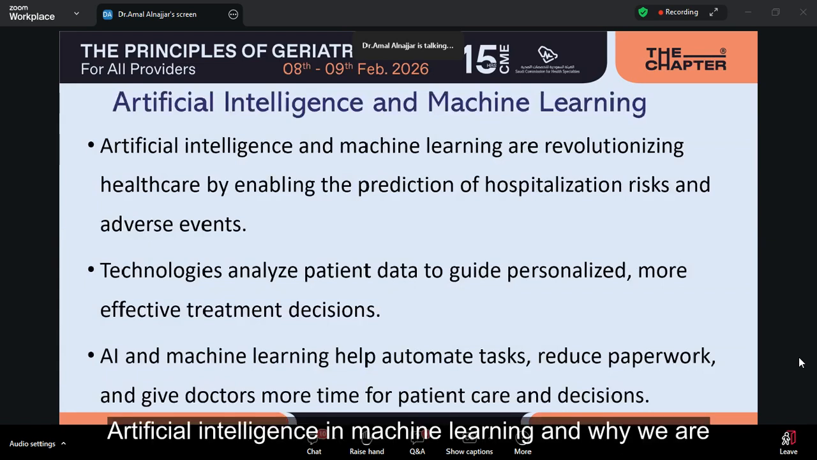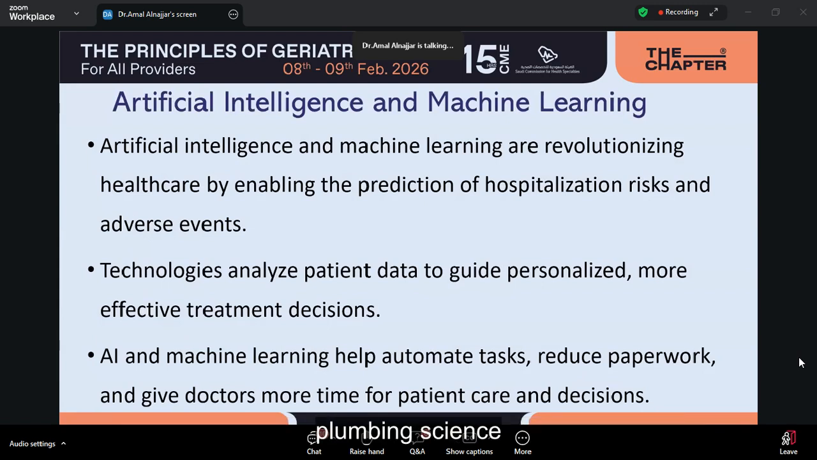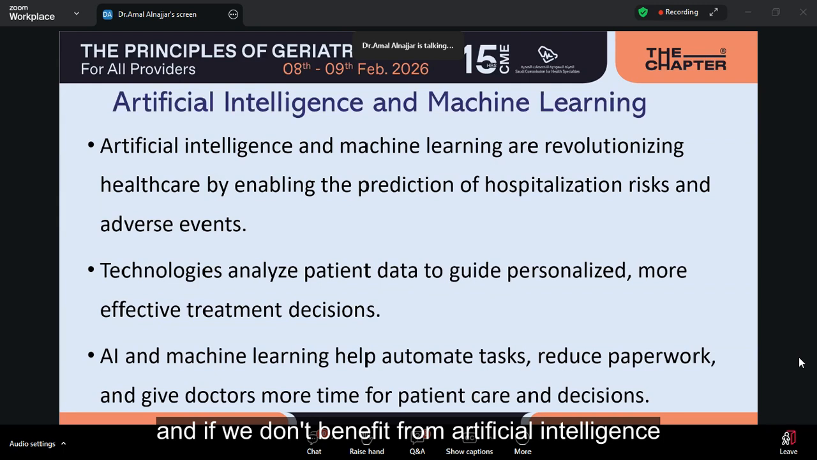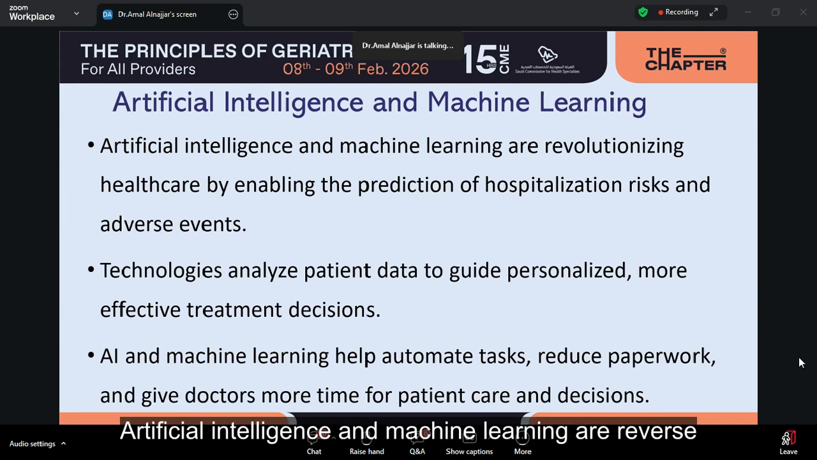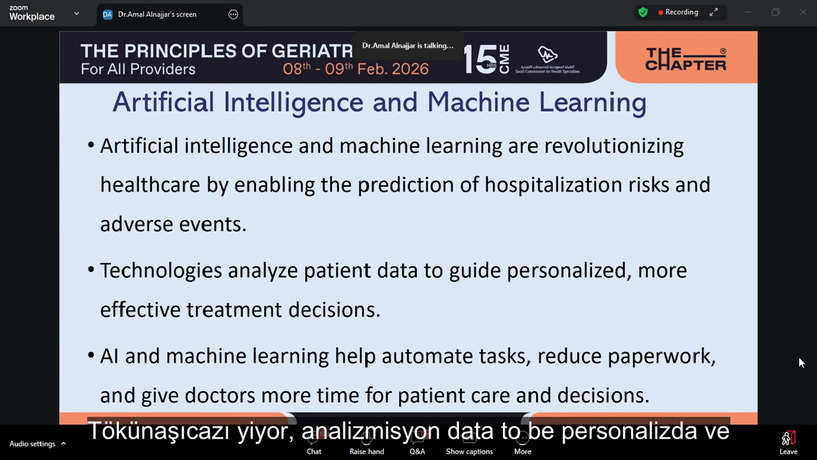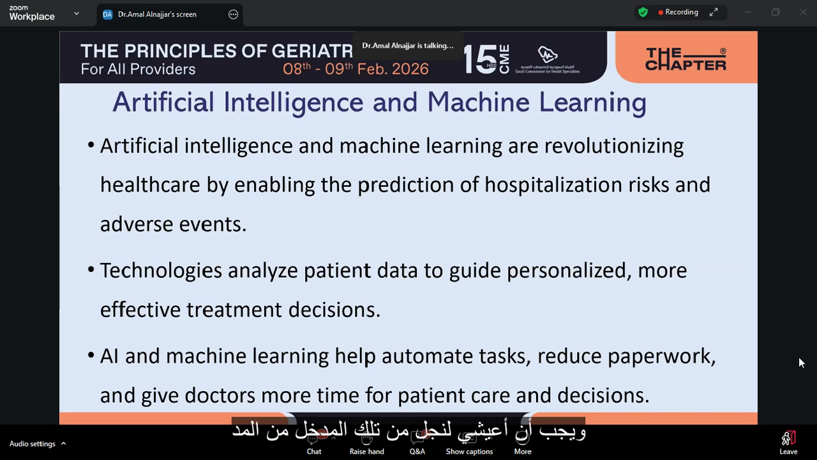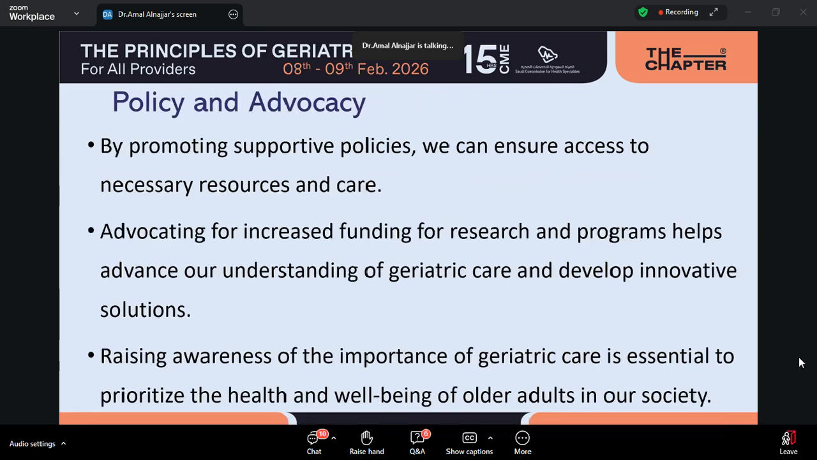Artificial intelligence and machine learning, and why we are tackling this point: because artificial intelligence is, I mean, booming science, and if we don't benefit from it, we might be considered illiterate. Artificial intelligence and machine learning are revolutionizing healthcare by enabling the prediction of hospitalization risk and adverse events. These technologies analyze patient data to guide personalized, more effective treatment decisions, and help automate tasks, reduce paperwork, and give doctors more time to take care of their patients.